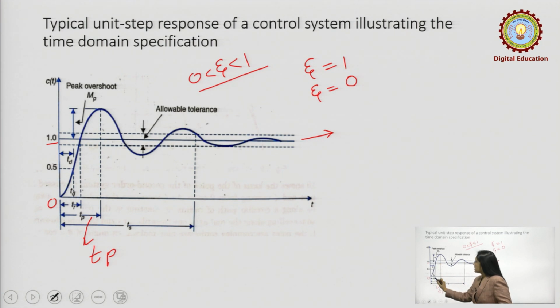Then what is rise time? Rise time is the time when the C of t response reaches unity for the first time. And delay time is when the response curve is at 50%, that is, at the value of 0.5. The definitions here: this is the allowable tolerance with the dotted line, this is the time axis, and this is the response C of t.